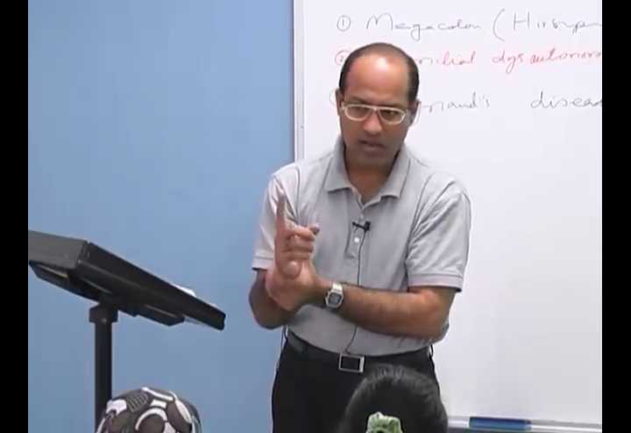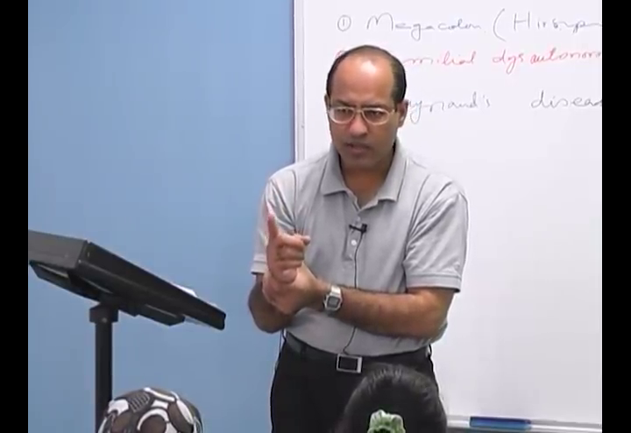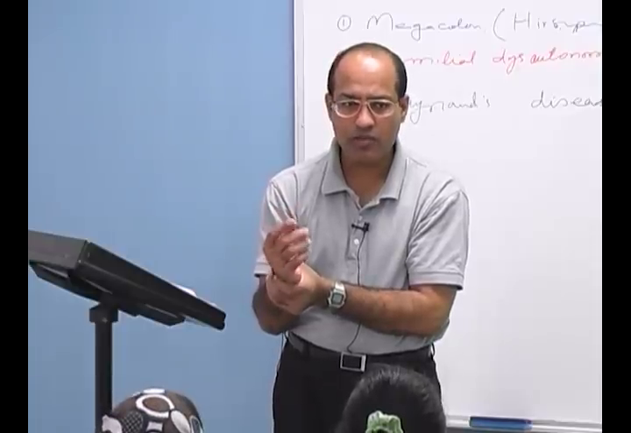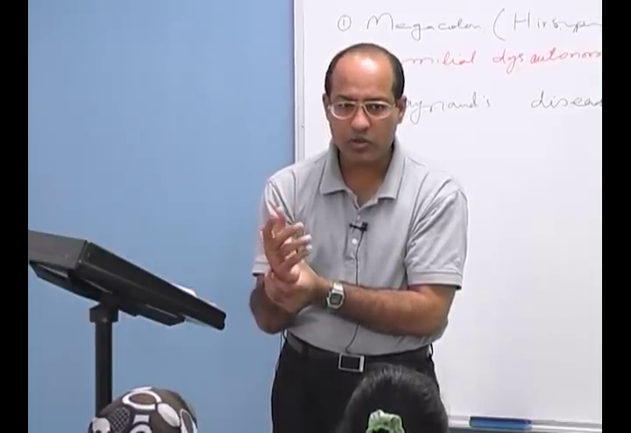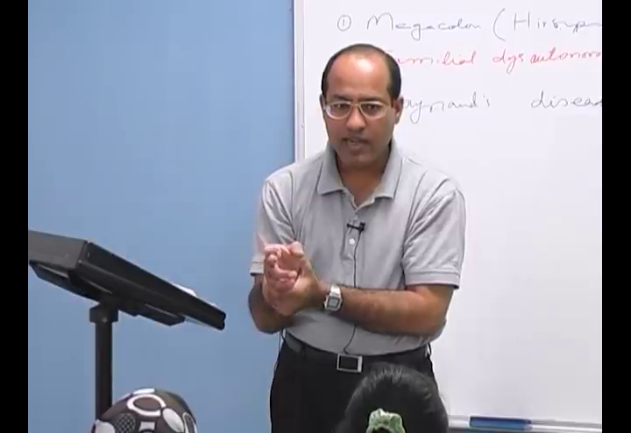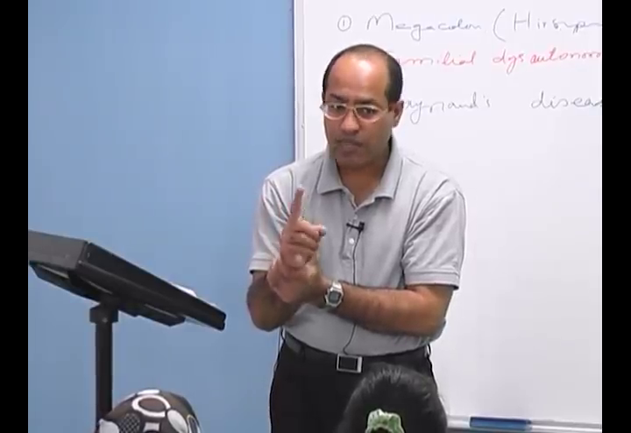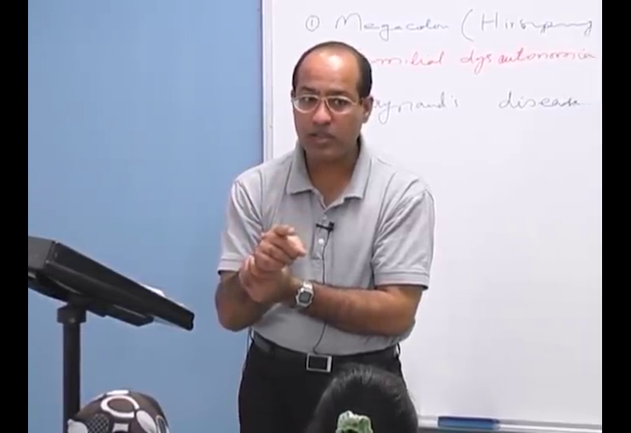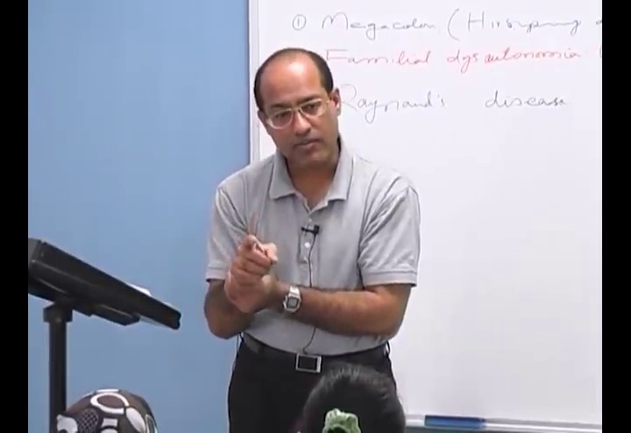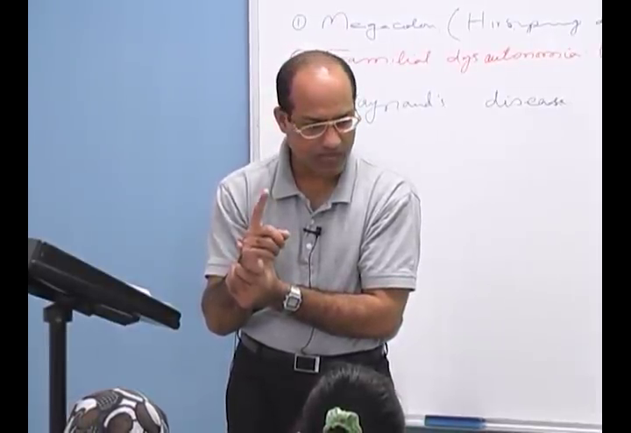Is that right? How do you define cyanosis? Cyanosis is a condition in which tissue develops a bluish tinge due to the presence of deoxyhemoglobin which is more than 5 gram per 100 ml.